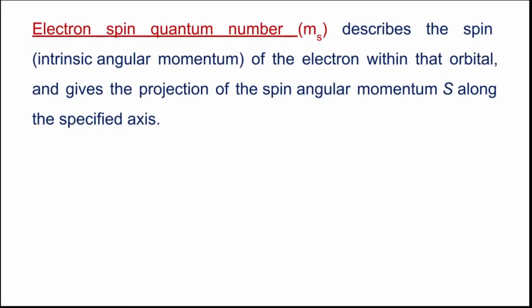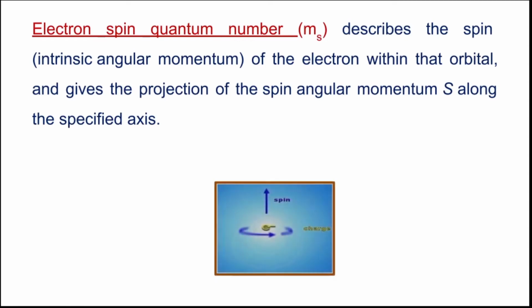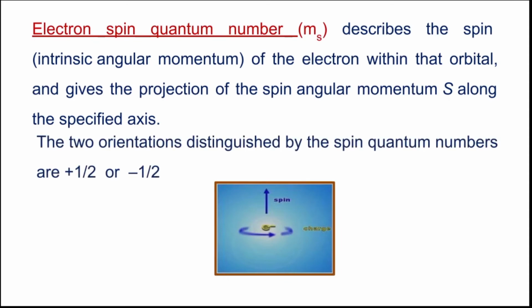So students, finally we have discussed the electron spin quantum number, that is ms. It describes the spin or intrinsic angular momentum of the electron within that orbital, and gives the projection of the spin angular momentum s along the specified axis. That is, the two orientations distinguished by the spin quantum number are plus half and minus half. That means one electron spins clockwise and the other spins anti-clockwise.